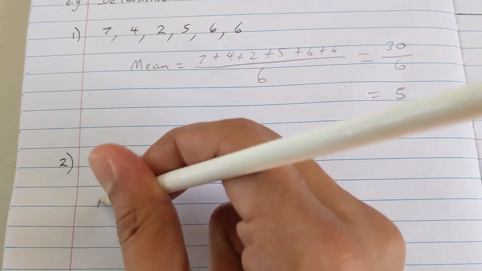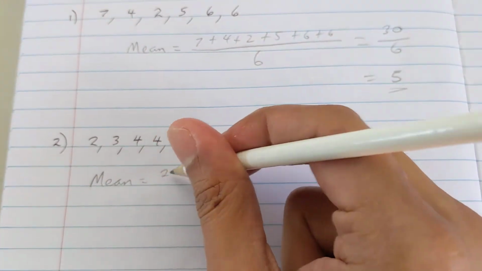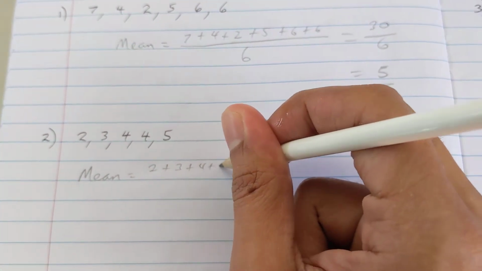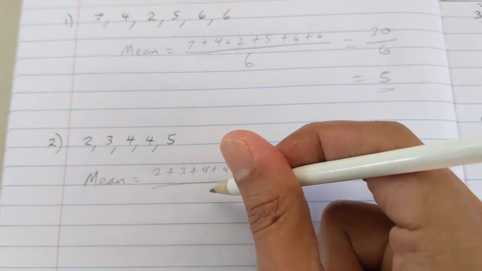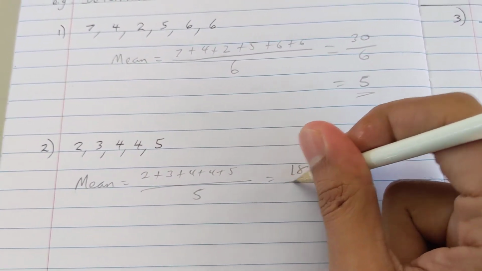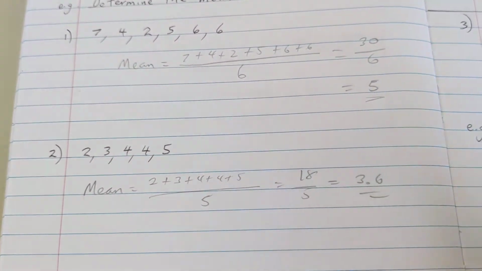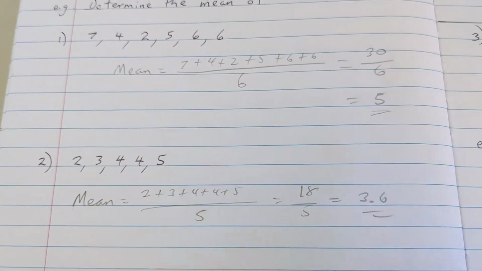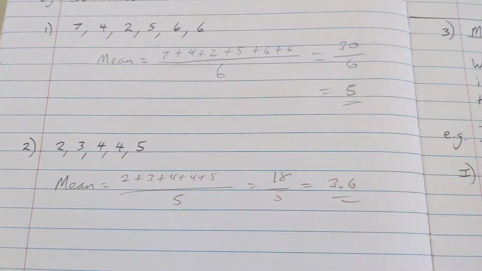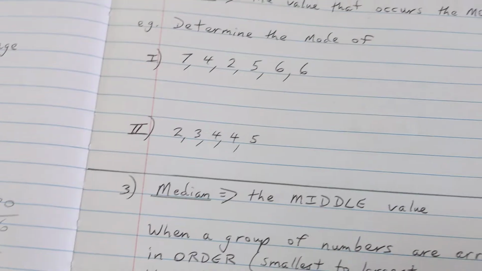Same idea for this one. If I want to find the mean, same idea, I'm going to add up all the numbers. So 2 plus 3 plus 4 plus 4 plus 5, I add up 5 numbers, 1, 2, 3, 4, 5. When I add up all the numbers, I get 18 over 5, so my mean is going to be 3.6. So you notice the mean doesn't have to be a whole number. The mean doesn't even have to be a number on the list. So keep that in mind when we look at some of those questions on our worksheet later.